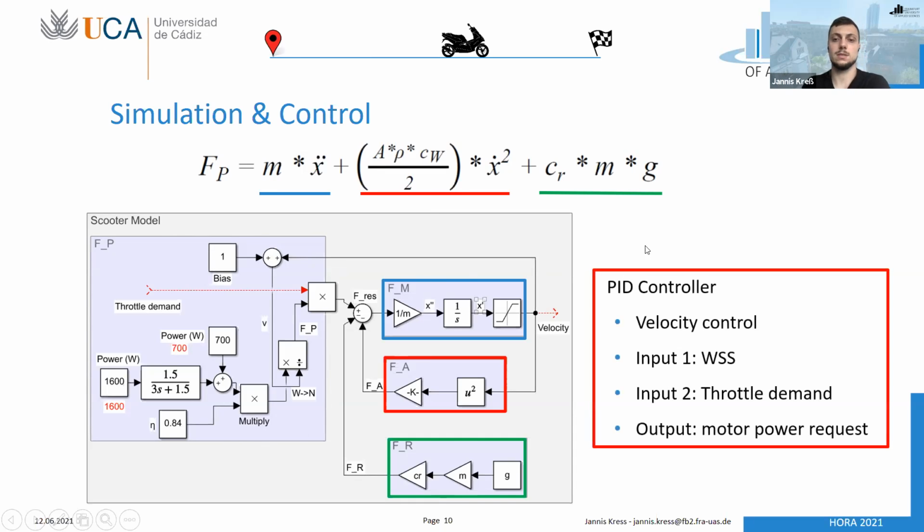The control is done with a velocity control. So we have 2 inputs. At first, the velocity given by the 2 wheel speed sensors. So this is the measured velocity. And second, the throttle demand of the driver. As output, we have a motor power request, which means if we have 0%, then we have 0 watts of power. And if we have 100%, then we're talking about 2,300 watts. So this is an example of a Vespa 50.